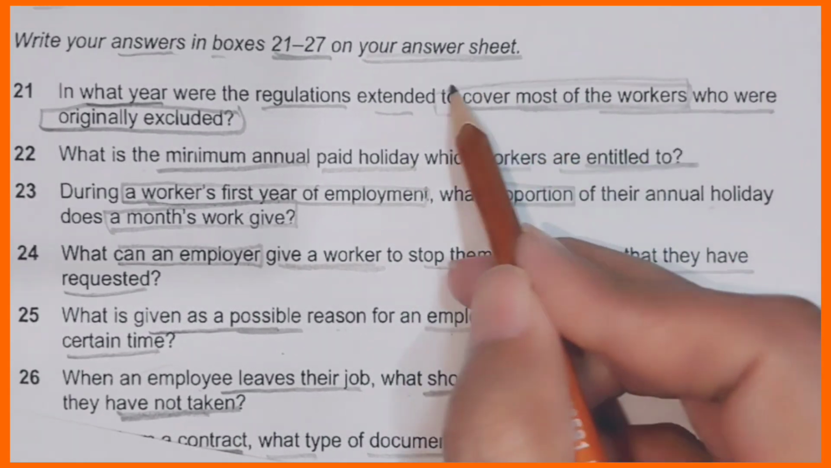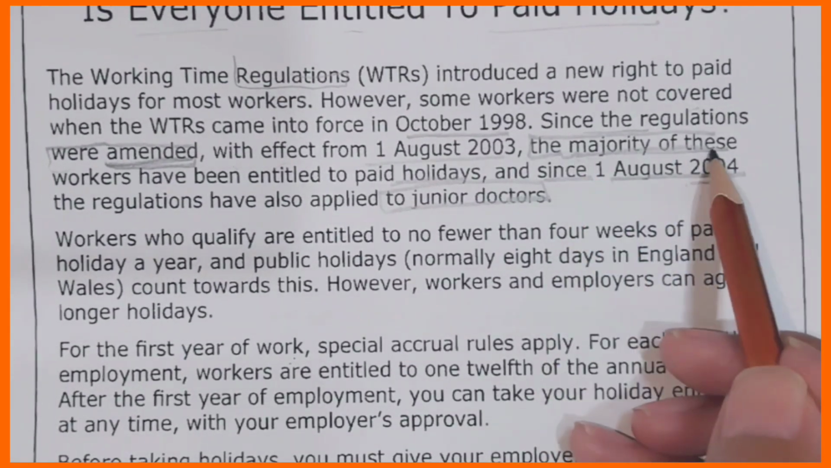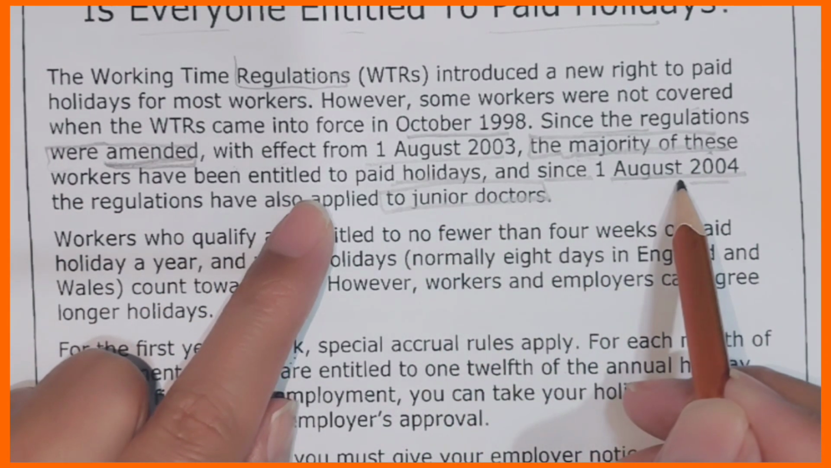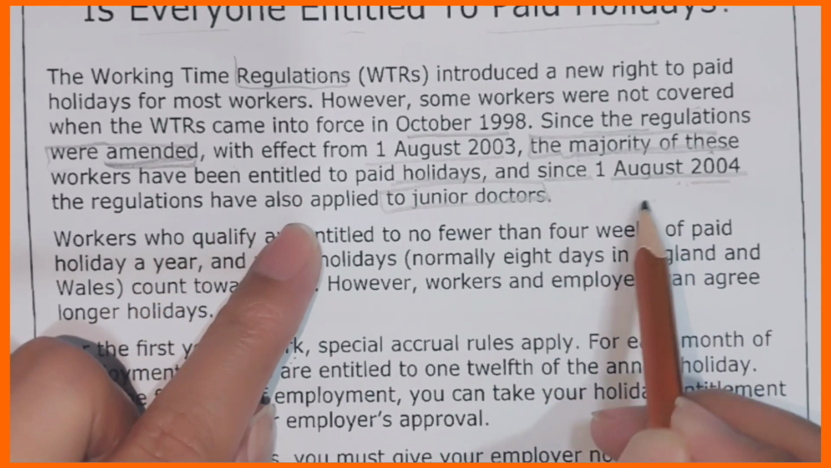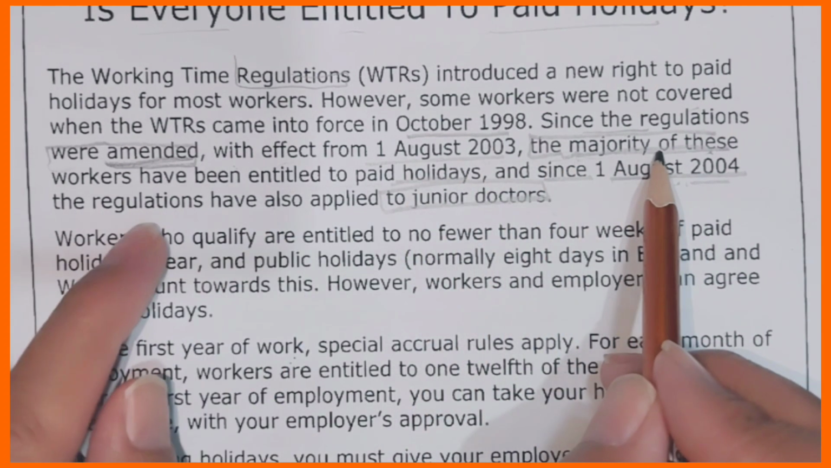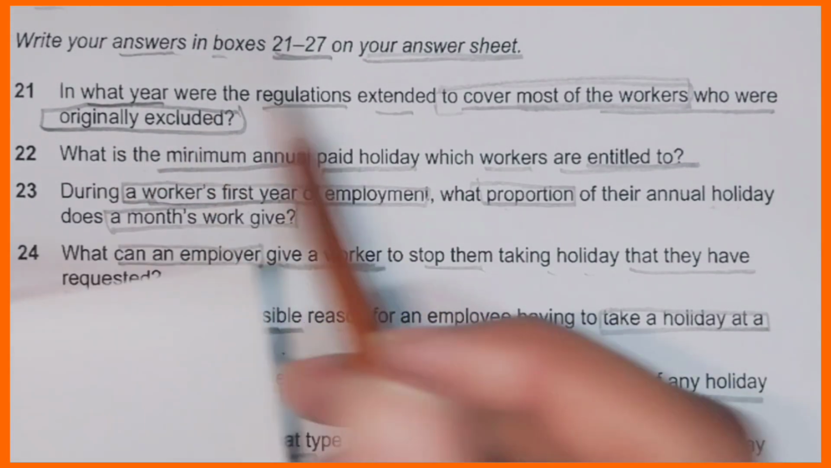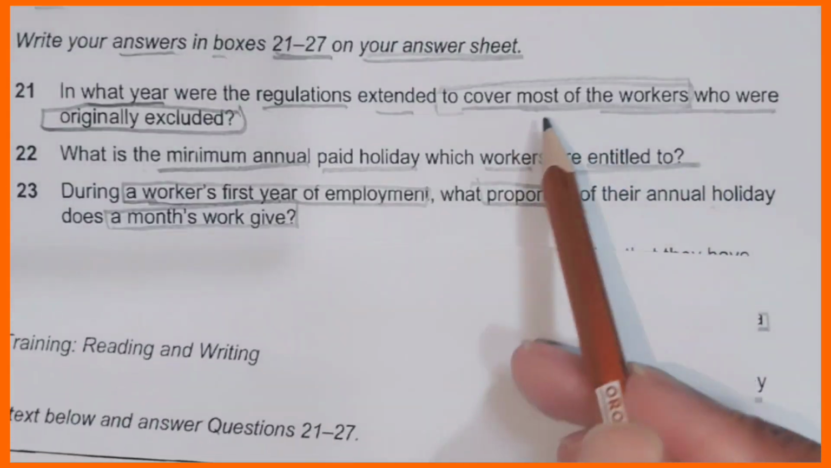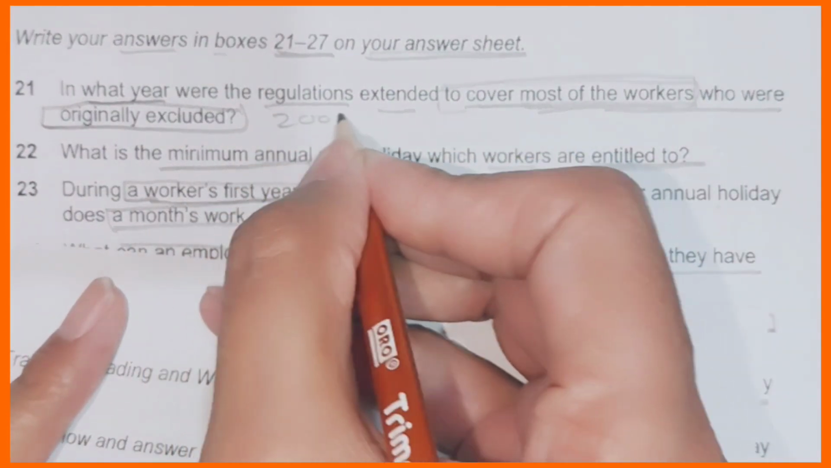Most of the workers who were originally excluded, the majority of these workers, have been entitled to paid holidays since August 2004. The regulations also applied to junior doctors in 2004, but from 1st August 2003 the majority of these workers have been entitled. So they are asking which year. Will it be 2003 or 2004? Here they are talking about the majority of these workers, and they are asking about most of the workers. So what will be the answer? 2003 is the correct answer.